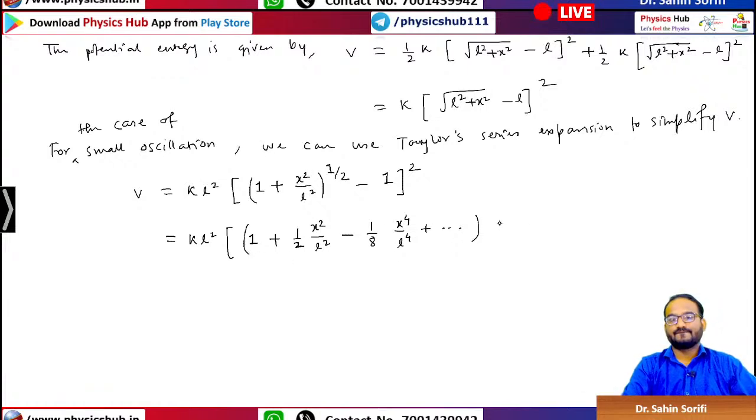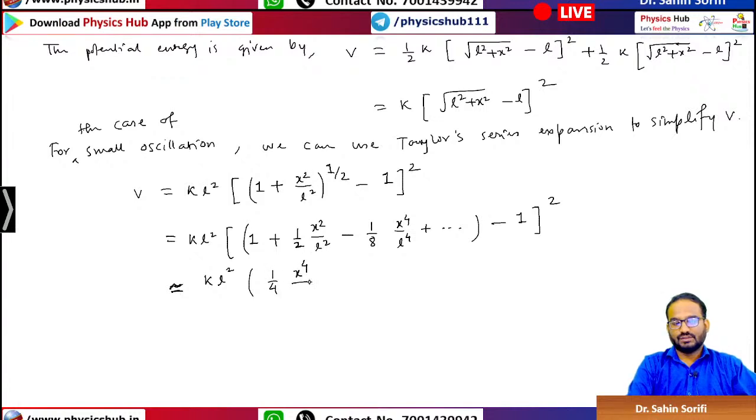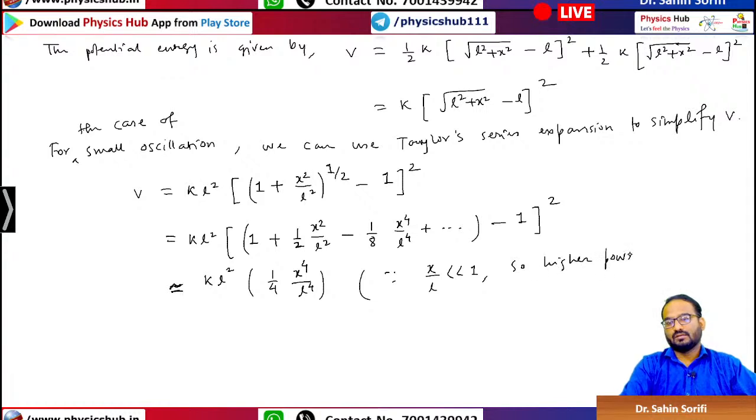minus 1 whole square. Now you see this plus 1 and minus 1 is cancelling, and all the higher order terms are ignored or neglected. So what are you left with? We are left with k L square into, approximately, not exactly equal, 1 by 4 x to the power 4 divided by L to the power 4. All other terms are neglected. X by L is much less than 1, so higher powers of x by L are neglected.